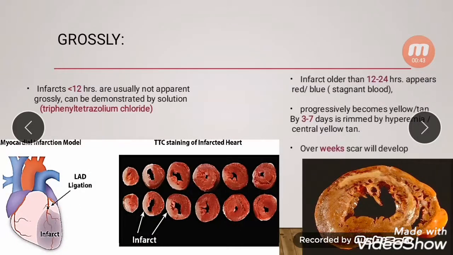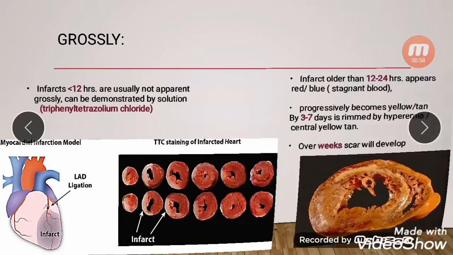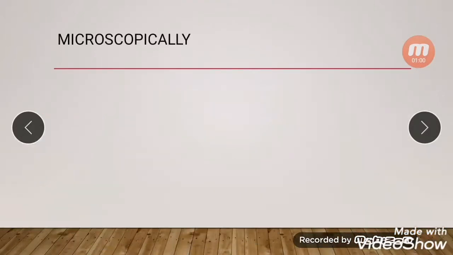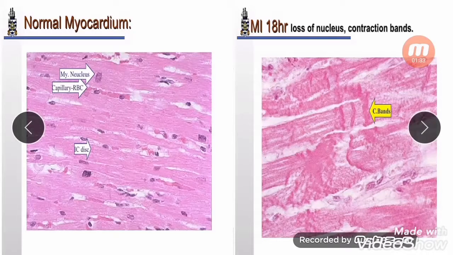Infarcts older than 12 to 24 hours appear red or blue, from stagnant blood, but progressively become yellow or tan. By 3 to 7 days, it is rimmed by hyperemia with a central yellow-tan area. Over weeks, scar will develop. Microscopically, now we will show you some slides that will make the picture more obvious.